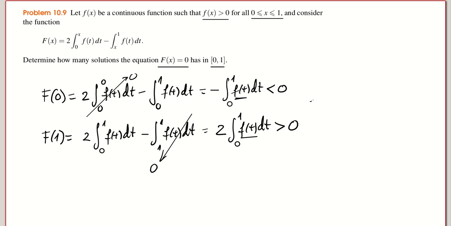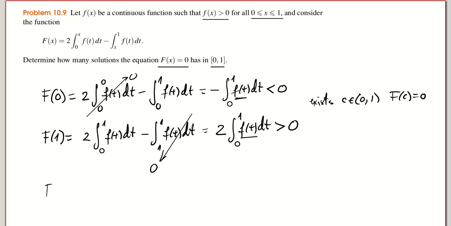So there exists c in the interval (0, 1), right, such that f(c) is equal to 0. Okay. Now, how many solutions are there?